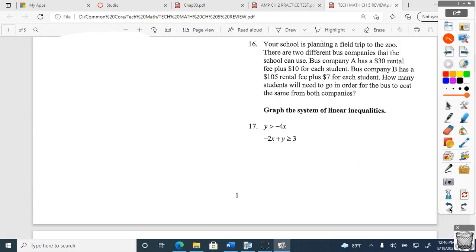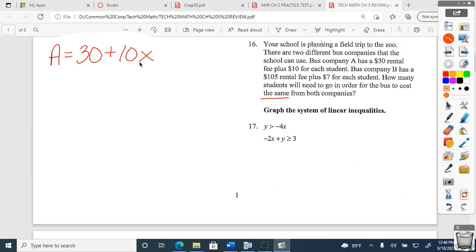Well, now. I've done that so many times today. The same from both companies. So, let's see here. Company A, how much does it cost me? $30 rental fee plus what? 10 for each student. So it's going to be $30 plus 10. I want to put X because I don't want to put S because my S's look like 5s. Okay? So, but just know, X is the student.